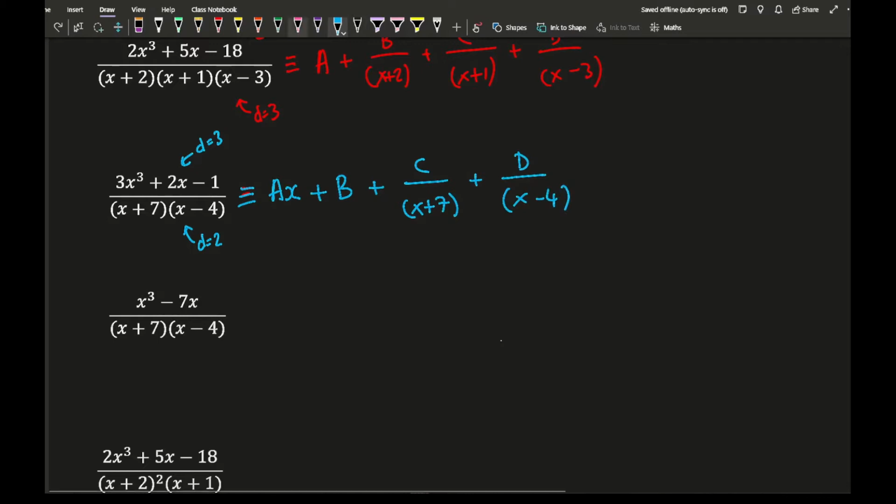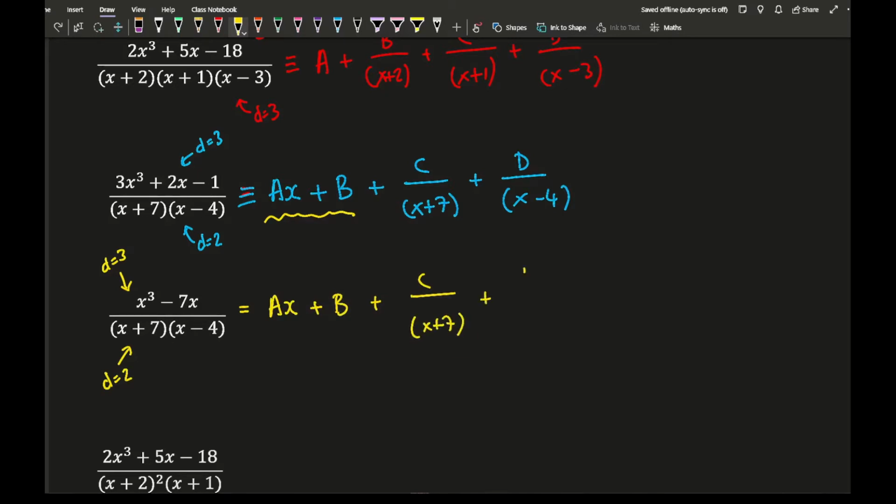So the only thing that's different when I've got, well, we could say a top-heavy fraction or an improper fraction, is that I would end up with this, and then I can follow the steps. So looking at this next one here, I've got degree of x of 3 at the top and degree of x of 2 at the bottom. So then this here would be ax plus b plus c over the first bracket plus d over the second bracket.